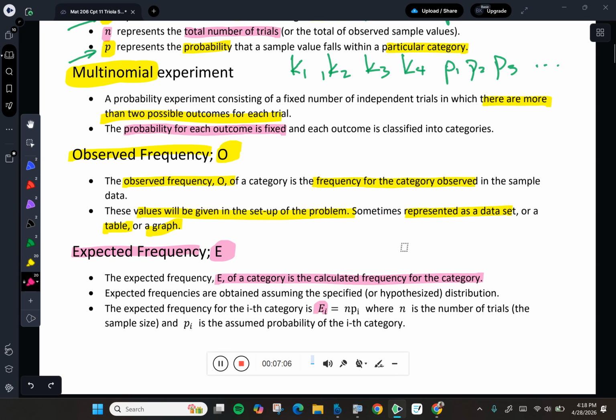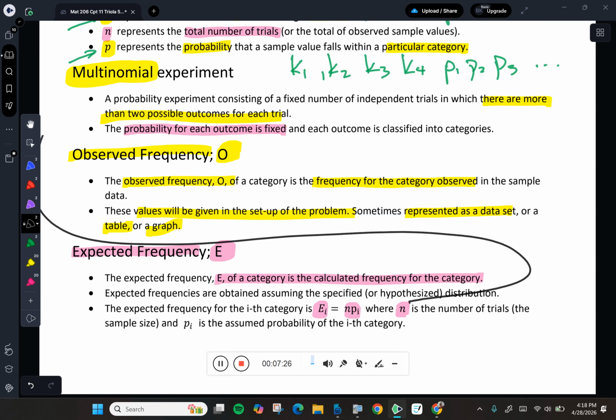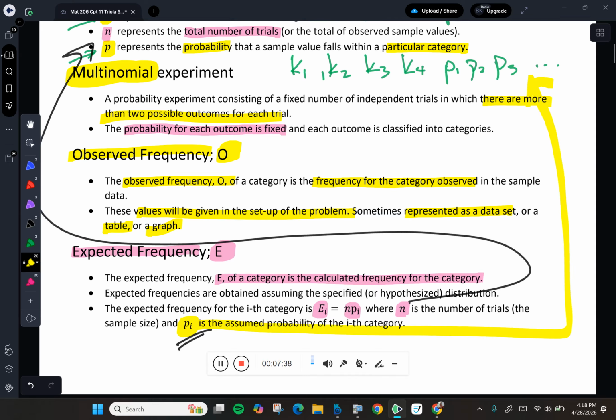The expected frequencies for each category, E sub i, so like E sub 1 is the expected for the first category, E sub 2 would be the expected for the second category. They're always found by taking n times P sub i, where this n is the same as the n up here. It is the number of trials of the experiment. And that P sub i is the P sub i we talked about. It is the probability for each of those individual category outcomes.